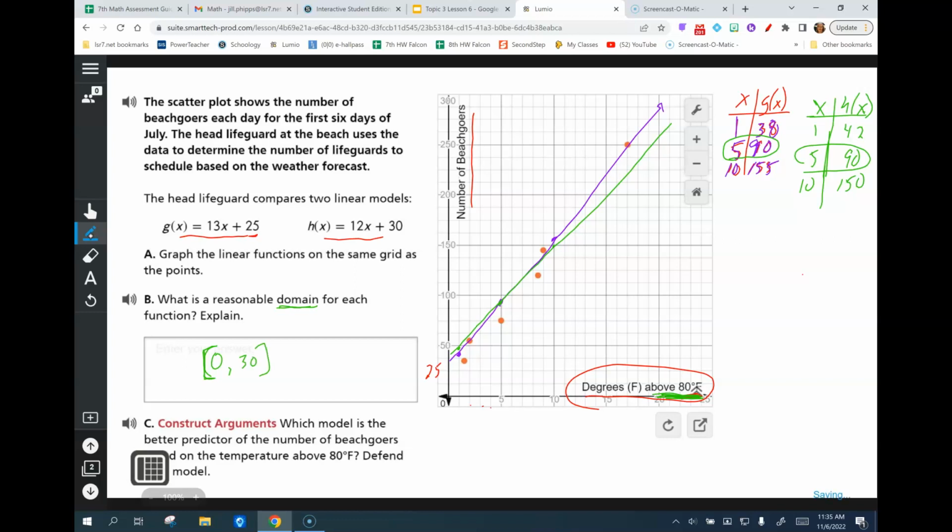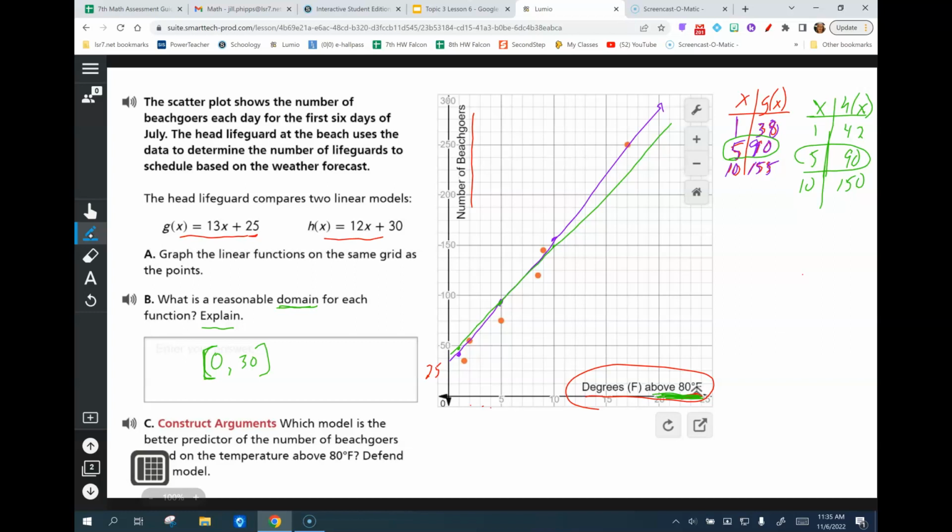Okay, so we could go 30 above and still be reasonable, because 30 above 80 is 110. Somebody might still go to the beach. Okay, so that could be our domain. And I did an explanation as we were talking about it. But you can see our trend lines. Remember, these green and purple lines are called trend lines.